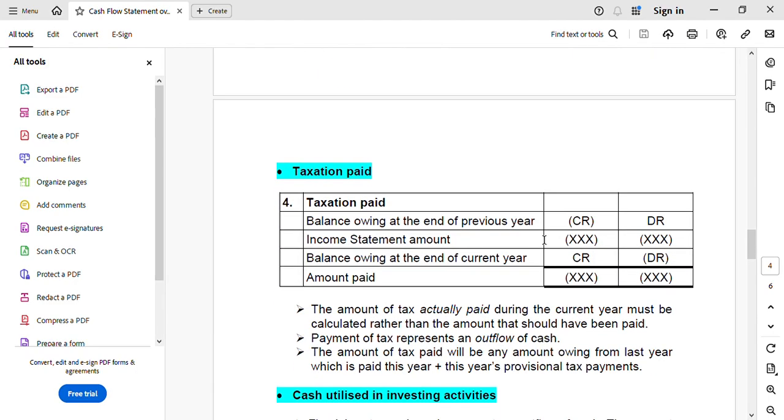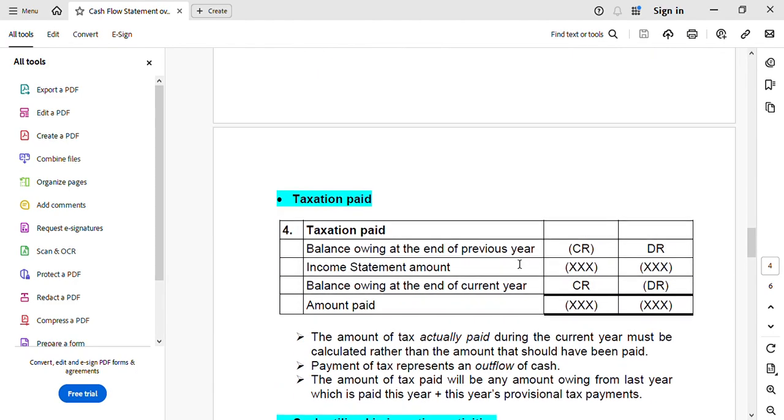In terms of taxation, we also need to work out the amount of tax that we've actually paid. When you're dealing with this, it depends where SARS is in your balance sheet. If it's got a credit balance or if it's got a debit balance, it's going to be treated differently. So let's look at this first column here. If SARS had a credit balance at the end of last year, it means you owe money to them and you're going to pay them this year, so that is an outflow of cash.